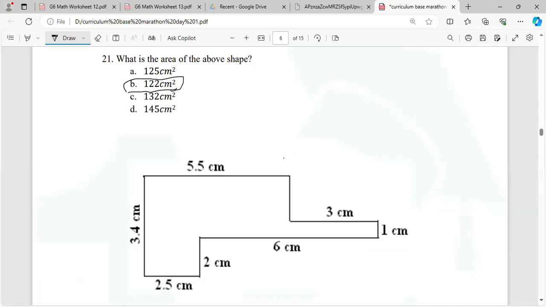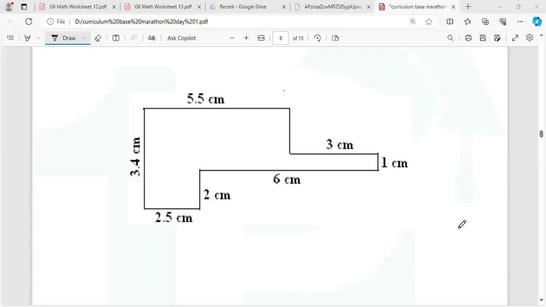Yeah, man, you can do it. You guys are smart. I'm going to give you time, and you do it. All right, so take your time. Okay, so what I did, I broke it down into three rectangles.